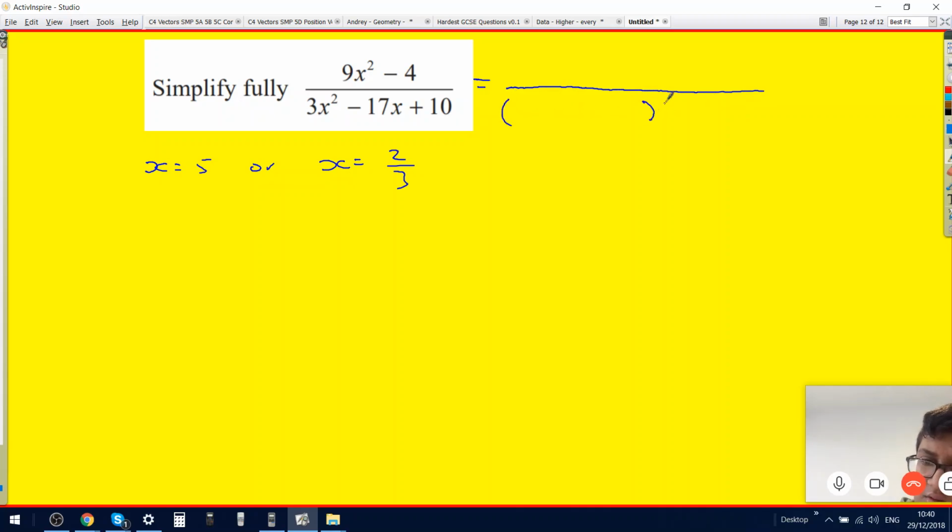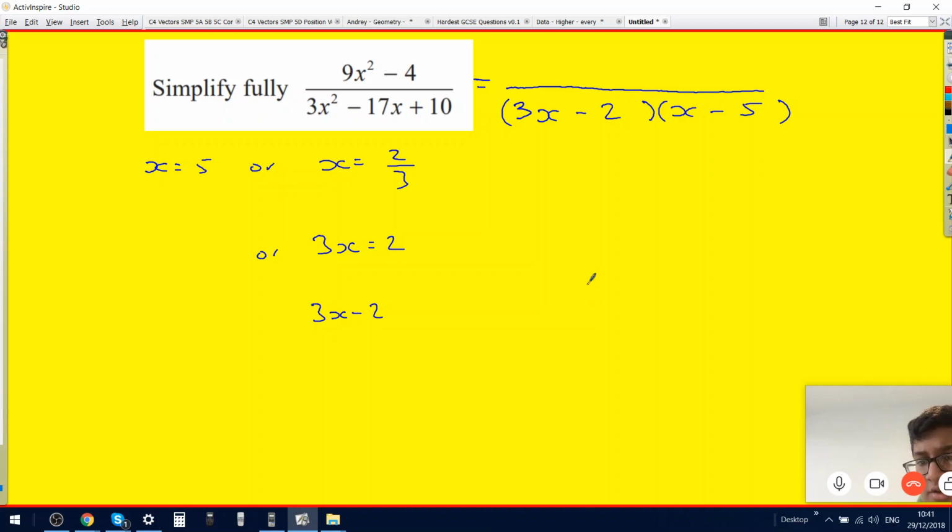So we have 3x and x as our terms. If this one here was 3x, then 3x equals 2, right? So you have minus 2 in the bracket for 3x, and then you have minus 5 in the bracket for x.